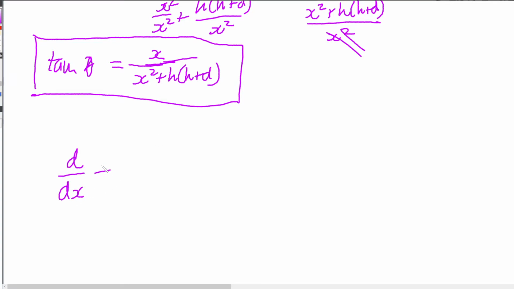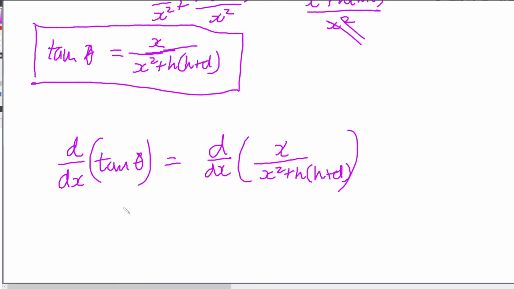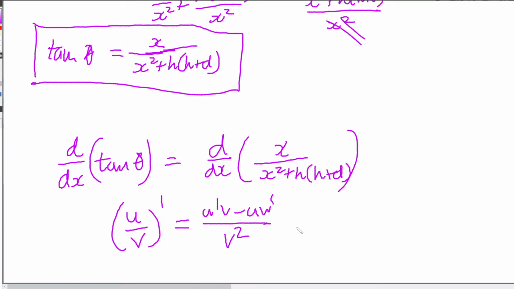If we differentiate tan theta, we get the differential of this expression, x over x squared plus h times h plus d. And we can differentiate one expression over another by using the quotient rule. The differential of u over v prime is u prime v minus uv prime all over v squared.